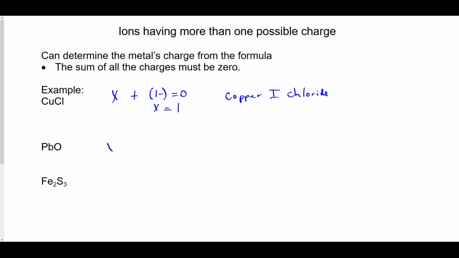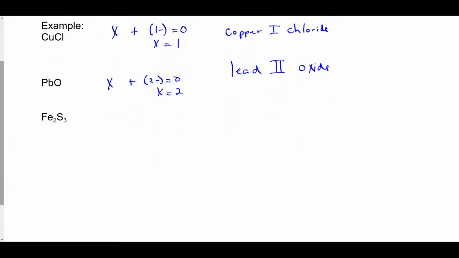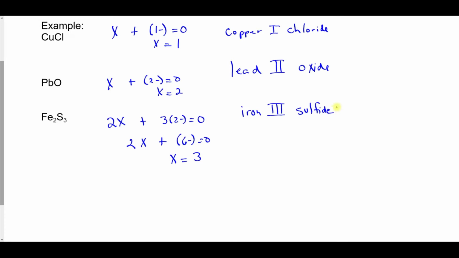With lead, again, we don't know the charge. We know that lead has more than one charge, so we know in this case that it is 2. So we have lead 2 oxide. Lastly, we have iron and sulfide. We don't know iron's charge, so we can make that 2x, because we have 2 of those atoms. We have 3 of the sulfides, and the whole thing is equal to 0. 2x plus 6 negative equals 0, and so x is equal to 3. And so we have iron 3 sulfide.